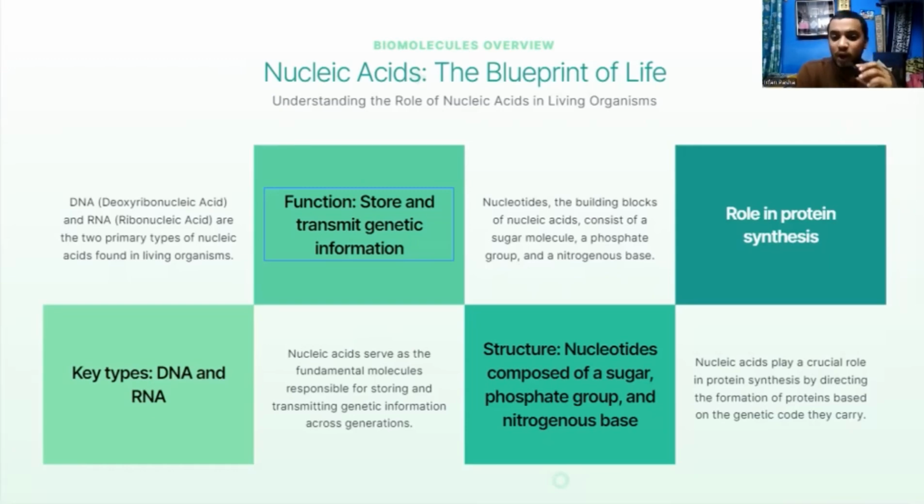Now, nucleotides, the building blocks of nucleic acid, consist of a sugar molecule, a phosphate group, and a nitrogenous base. Nucleic acids play a crucial role in protein synthesis by directing the formation of protein based on the genetic code. So the third point we have to remember is that nucleic acid plays a very vital, very important role in the formation of proteins based on genetics.